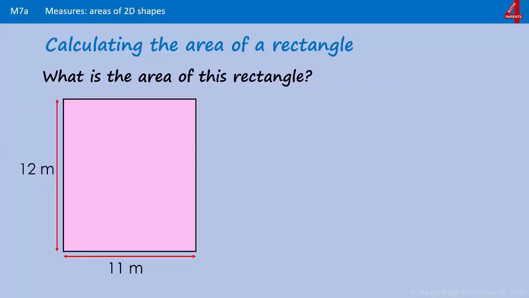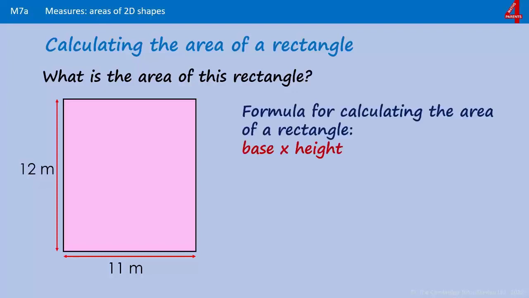Here's one for you to try, and this time we're using metres. What's the area of this rectangle? Pause the video, have a go. Remember the formula is base times height. The base is 11 and the height is 12. 11 times by 12, that's 132 metres. Because it's the area we're looking for, that's 132 metres squared.